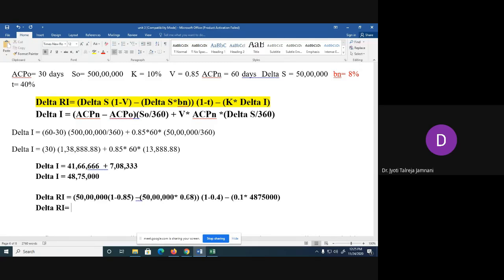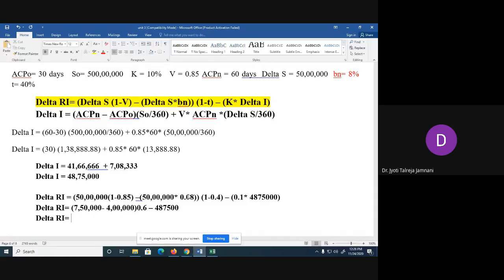So delta Ri is equal to 50 lakh into 1 minus 0.85, that is 7,50,000, minus 50 lakh into 0.08, which is 4 lakh. 1 minus 0.4 is 0.6, which we have to multiply with that, minus 0.1 into 48,75,000. You will get 4,87,500.